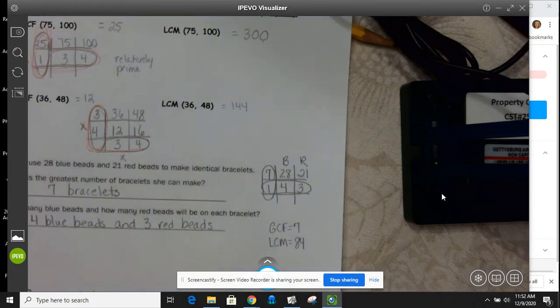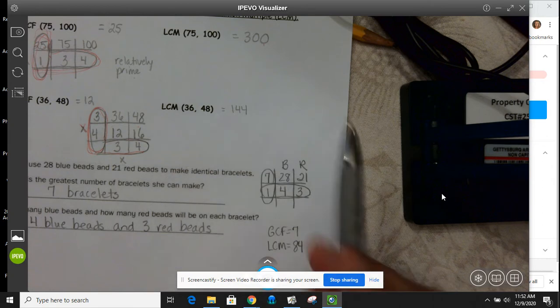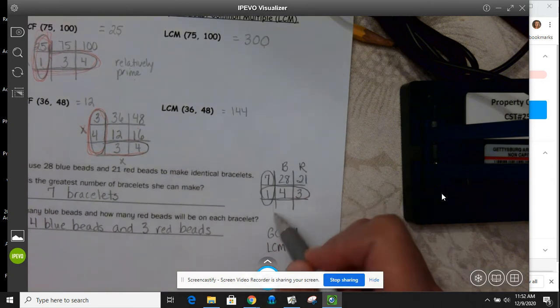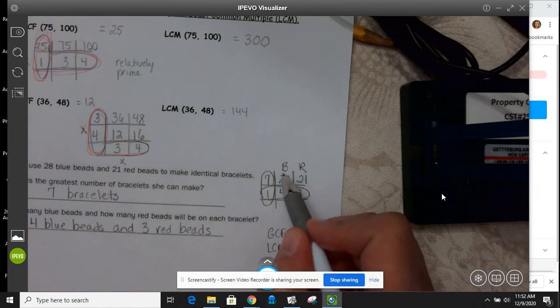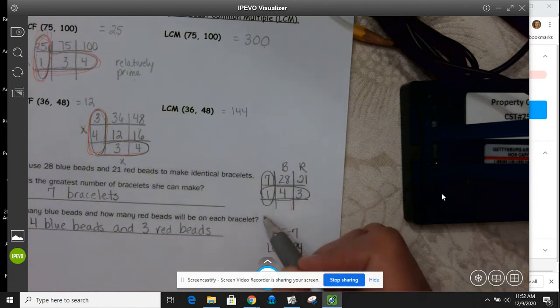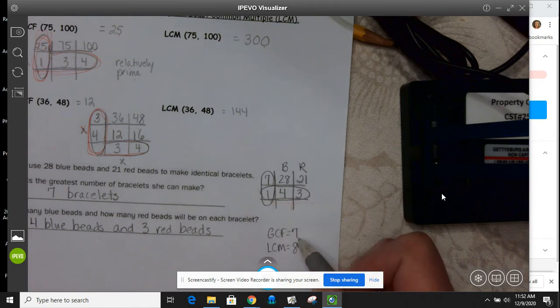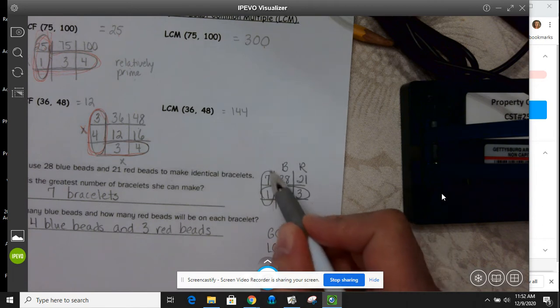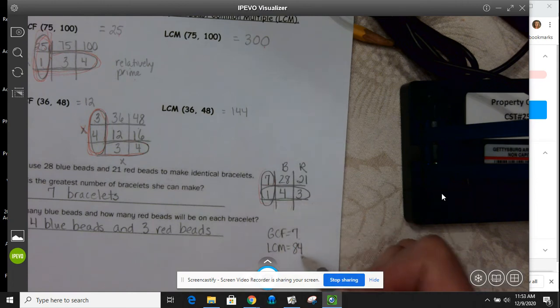The last thing you had to complete was the word problem. So Jenny, we used 28 blue beads, 21 red beads to make identical bracelets. So we set up the grid over here. 28 is the blue. I marked the blue on the top and the red at the top and divided both by 7. And right away, I got my relatively prime number. So I can see right away my greatest common factor is 7. And my least common multiple, when I multiply them all together, 7 times 1 times 4 times 3 is 84.